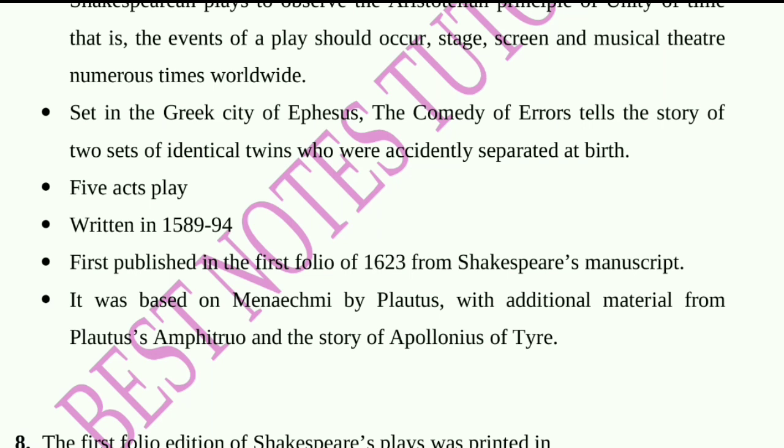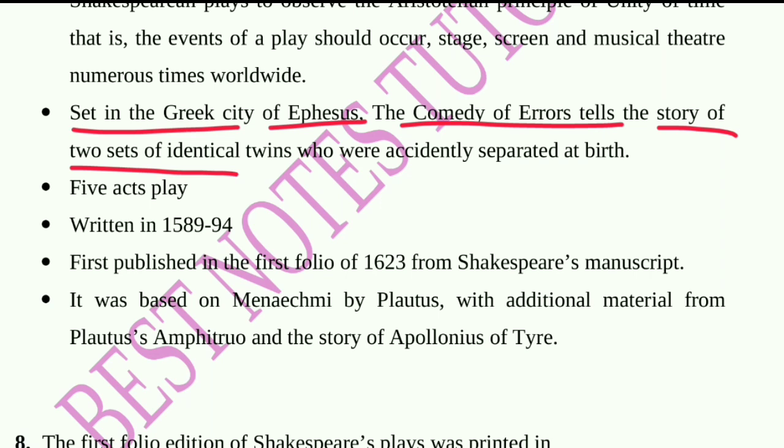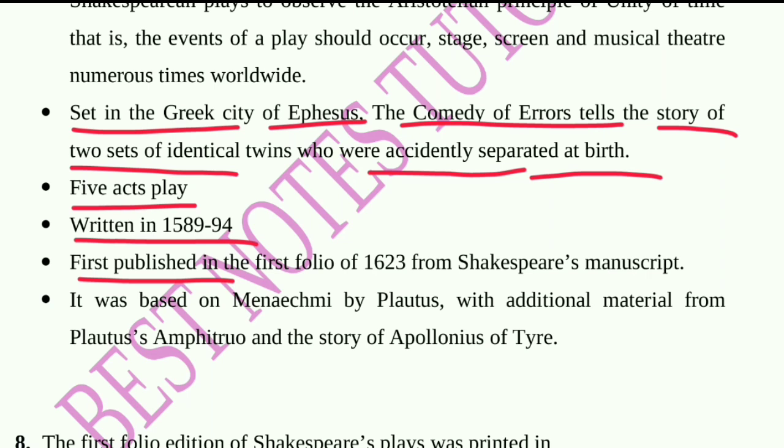Set in the Greek city of Ephesus, The Comedy of Errors tells the story of two sets of identical twins who were accidentally separated at birth. It is a five-act play written in 1589 to 94, first published in the First Folio of 1623 from Shakespeare's manuscript.